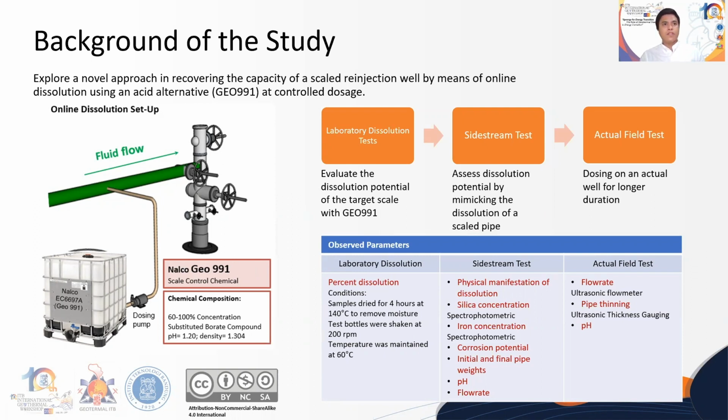The online dissolution evaluation is divided into 3 stages. We have the laboratory dissolution test, where we assess the susceptibility of the target scale against our dissolver. Aside from the lab dissolution test, we also have the side stream test, where we are assessing the performance of the chemistry at near field conditions. After getting sufficient data to increase our confidence that this will work on an actual well, we are now ready to deploy an actual field test.